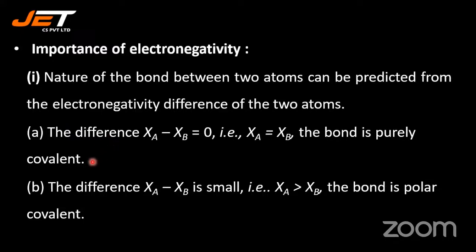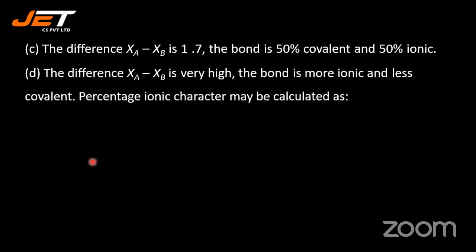So there are different values. I don't exactly remember the values. I have read it a long time back. So if you are calculating, at the lowest values the bond is purely covalent. And if you are getting higher values, then it is polar covalent. So there is a chart. If the value is 1.7, the bond is 50% covalent, 50% ionic. And if the difference is very high, the bond is more ionic, less covalent. Okay. So this is the basic thing you will be learning.